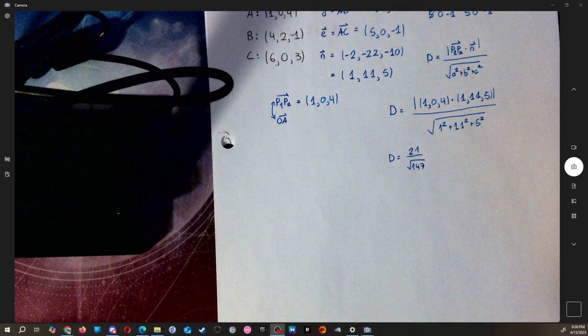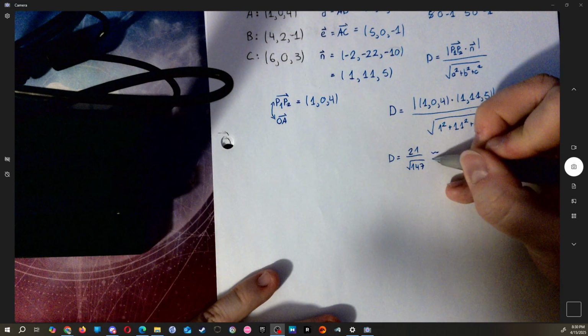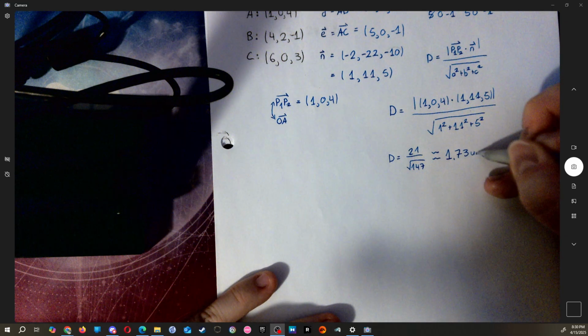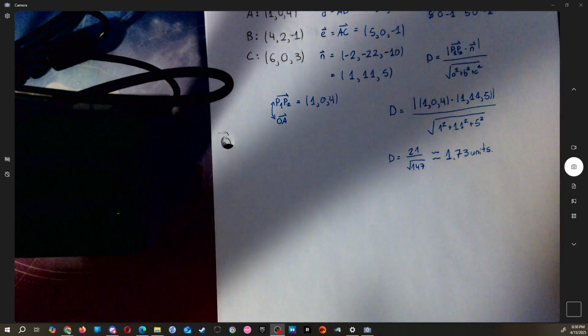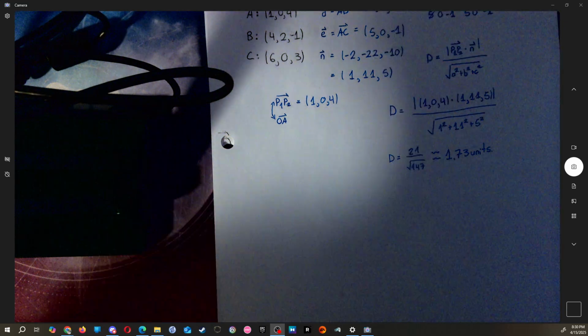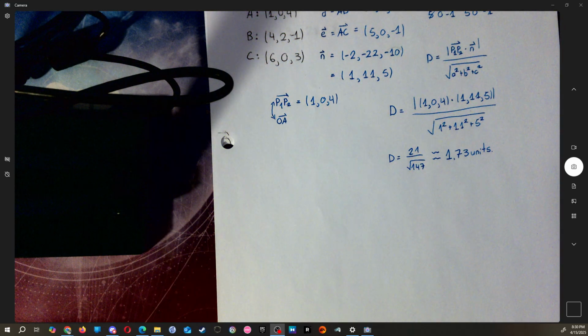But I don't need to bother rationalizing my denominator because I'm going to have to round to 3 significant figures anyway. So this is roughly equal to 1.73 units. Of course, if it said exact value, you would just multiply the top and bottom by the root of 147 to rationalize your denominator. But here we just let our calculator do the heavy lifting for us.